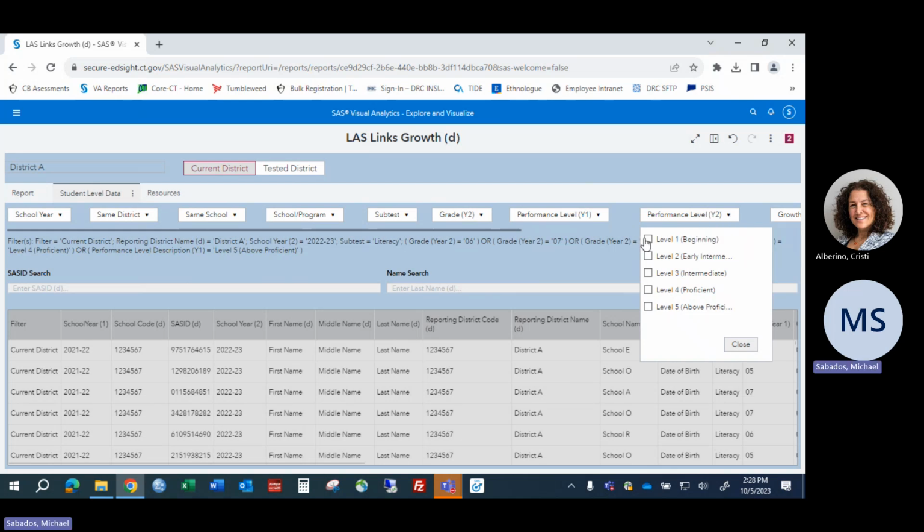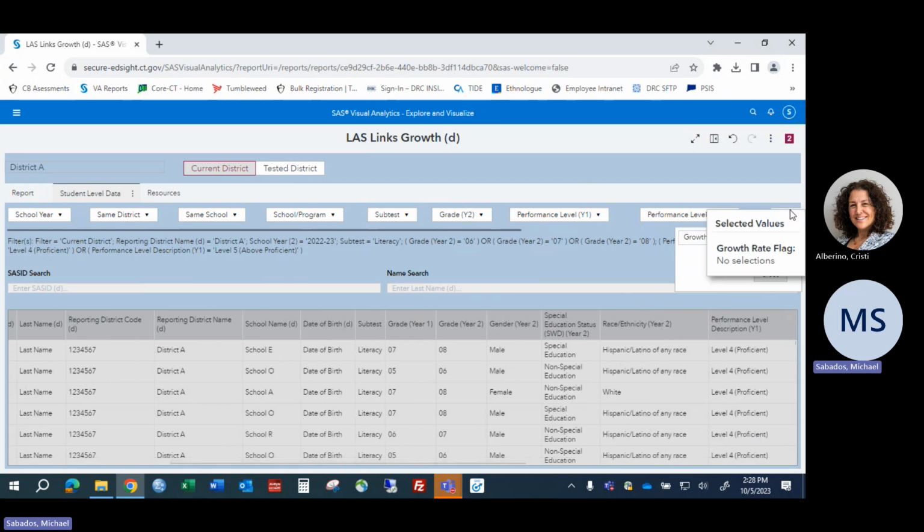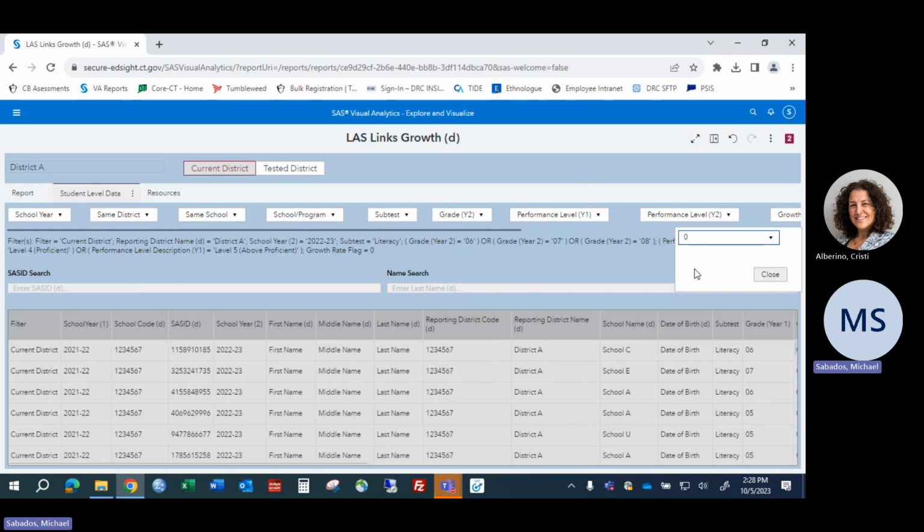In year 2, let's see, we don't have to use that filter, but we can go over here and say, okay, for growth, we want students who were proficient or advanced, or above proficient, in year 1. In year 2, they missed their growth target. That is, they fell out of proficiency. Who are these students? So now you have the list of those kids, which you can print or download.